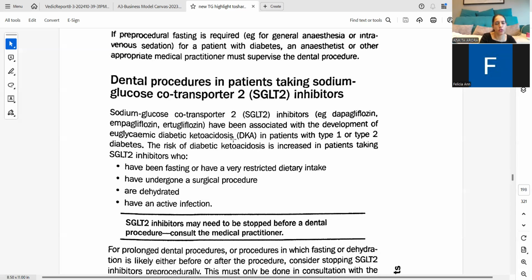So they produce ketoacidosis. The risk of diabetic ketoacidosis is increased in patients taking SGLT2 inhibitors who have been fasting or have very restricted dietary intake, who have undergone a surgical procedure, or who are dehydrated or have an active infection.